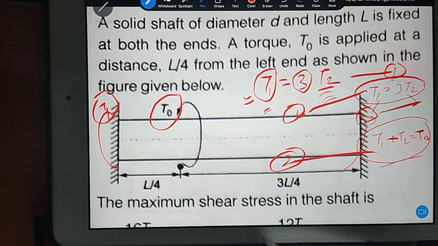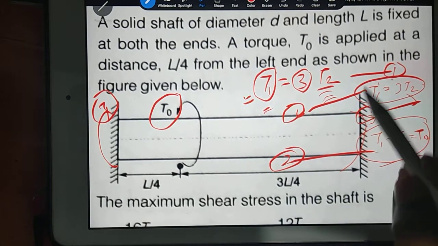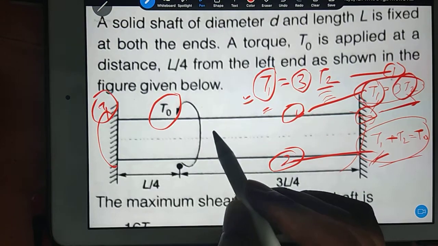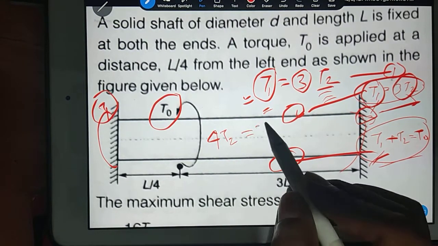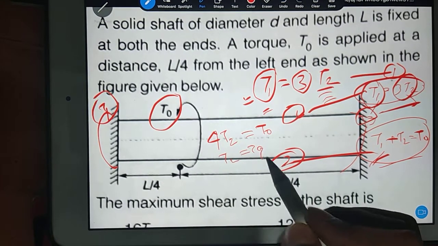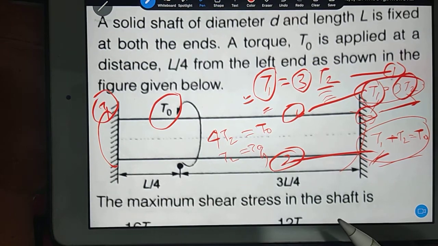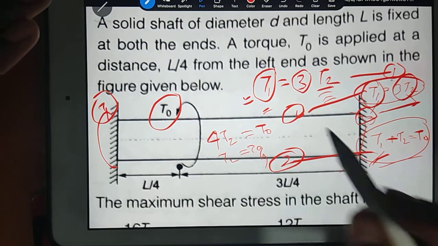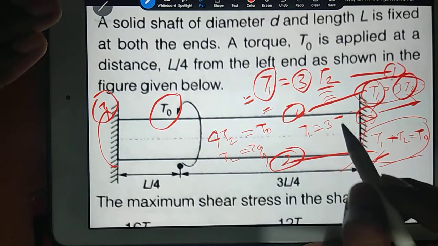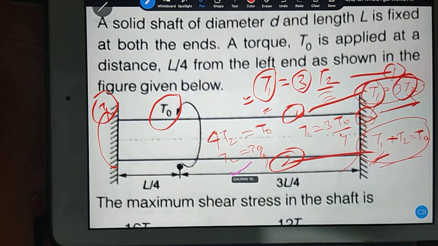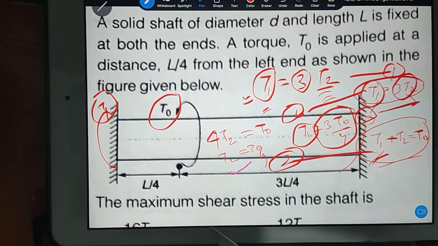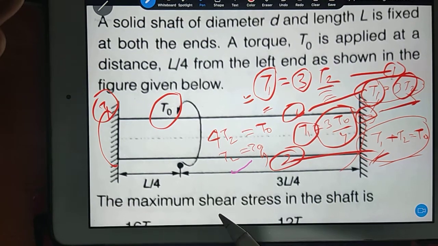Solve both the equations. Now how will you solve both the equations? Substitute this T1 is equal to 3T2 here. So you got total 4T2 is equal to T naught. So T2 we got how much? T naught by 4. You got your T2 value. So your T1 value will be 3 times, so your T1 will be 3 times T naught by 4. Correct. Now T1 is 3 T naught by 4.